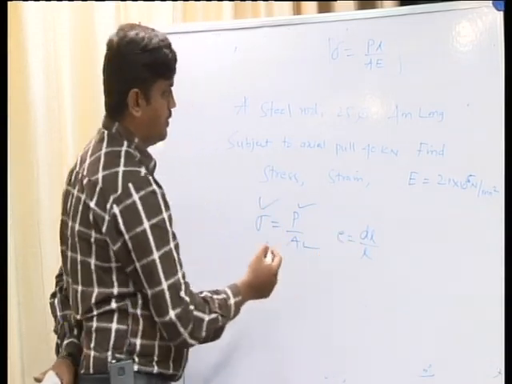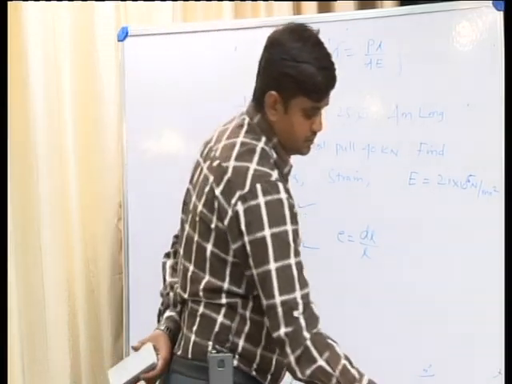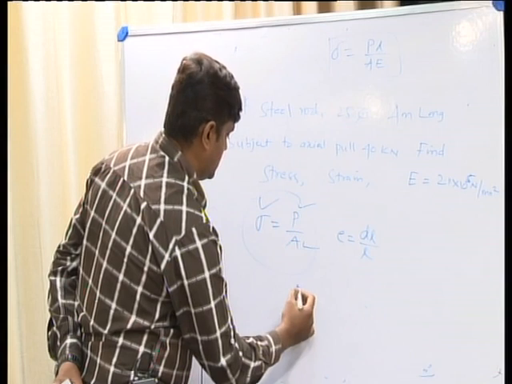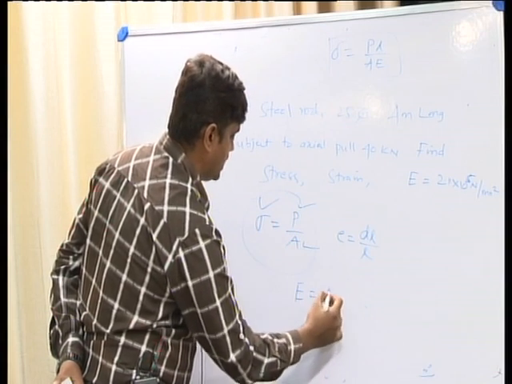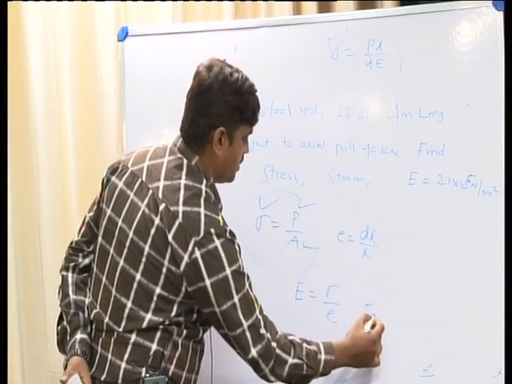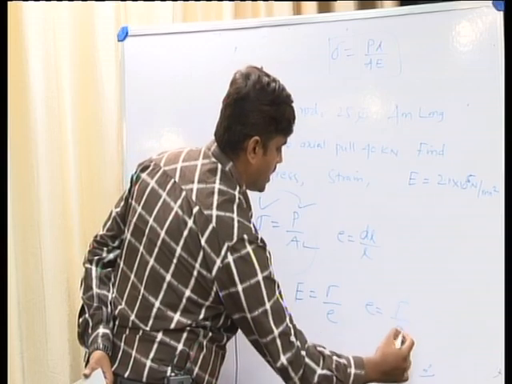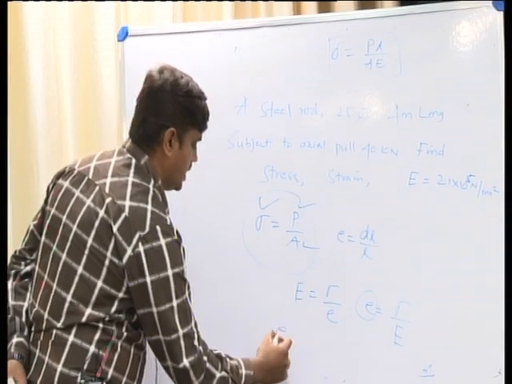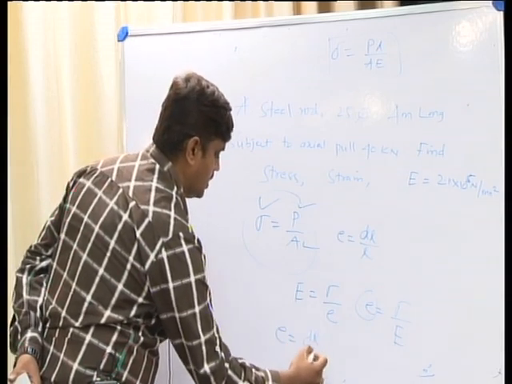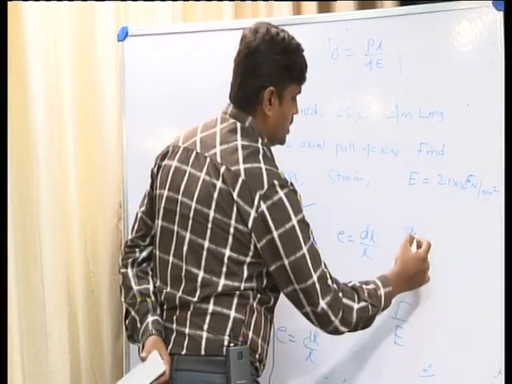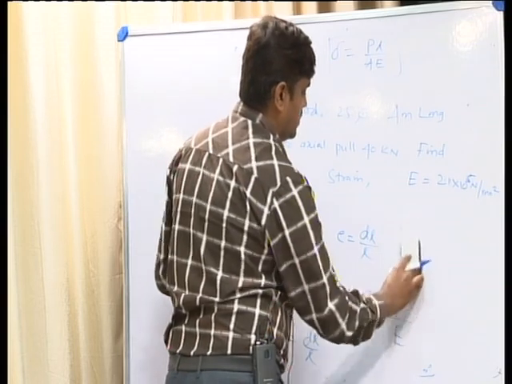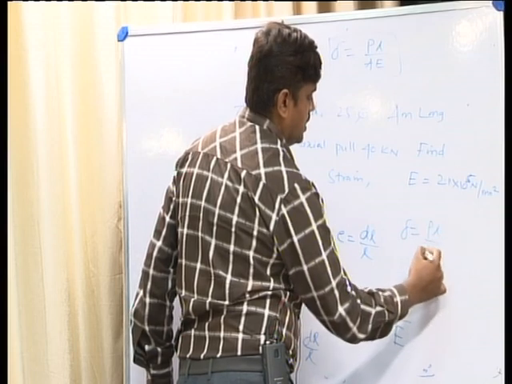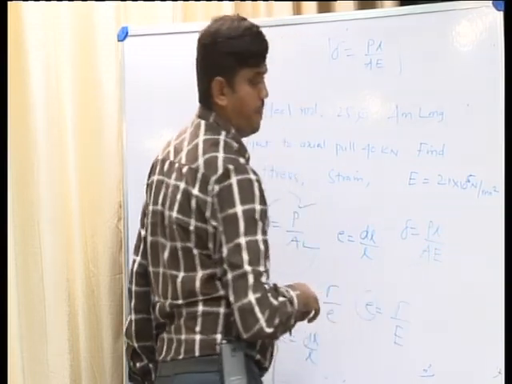Substitute the value of these stress and strain in the relation sigma is equal to E into strain. Find E is equal to sigma divided by capital E, as you have done in the first problem, and with that calculate delta L by L, or directly we can use the formula delta L is equal to PL divided by AE.